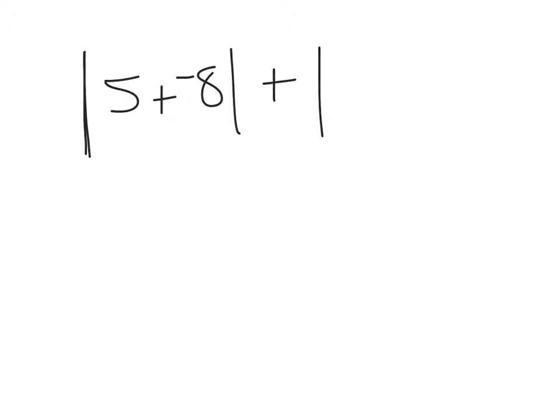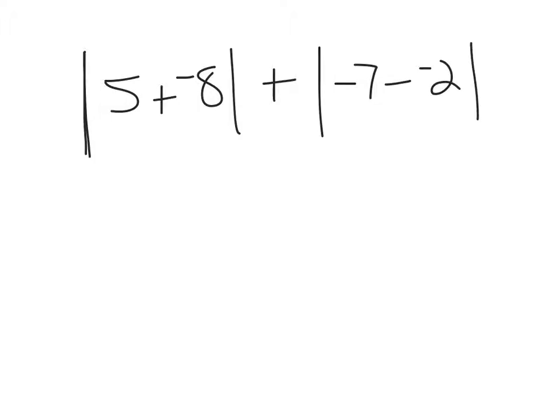What you'll also see is maybe problems involving absolute value. So let's say I did this. Let's say I want to know the absolute value, so that's what that line represents, of, say, 5 plus -8, plus the absolute value of -7 minus -2.